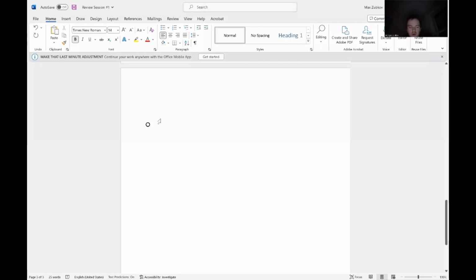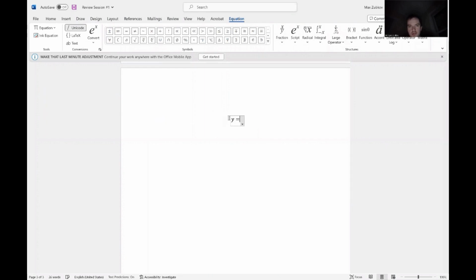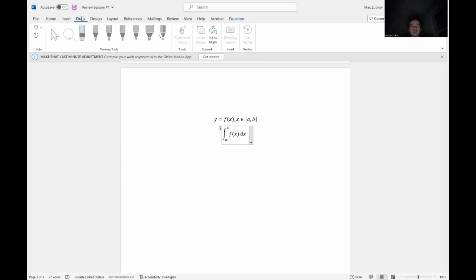So let's talk a little bit about the meaning of the definite integral. Say I have a function y equal to f of x, defined on a closed interval [a, b]. Then I want to understand the meaning of the integral from a to b of f of x dx. The meaning of this integral is the following: it is equal to the area under the curve y equals f of x between a and b.